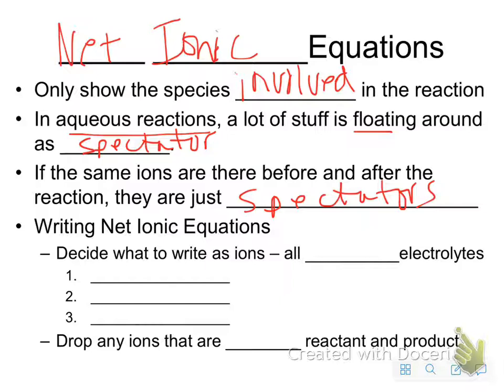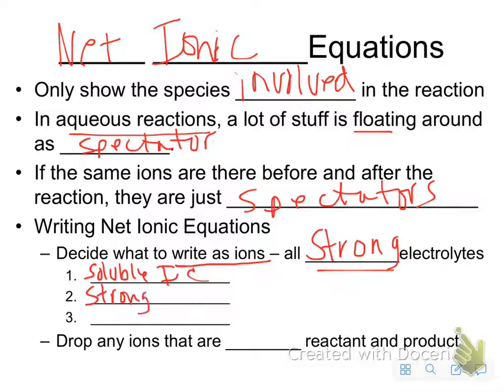So, when you want to write a net ionic equation, you start off with a molecular equation, and then you decide what to write as ions, what to separate and write as ions. And what you want to do is write all strong electrolytes as ions. So let's review what are strong electrolytes. They are soluble ionic compounds. Okay, anything that will dissolve, that's an ionic compound. They are strong acids and strong bases. And once you have done that, you can take a look at the ions on either side of the equation, and any that are the same on both sides, drop any ions that are the same, because they're just going to be the spectators.